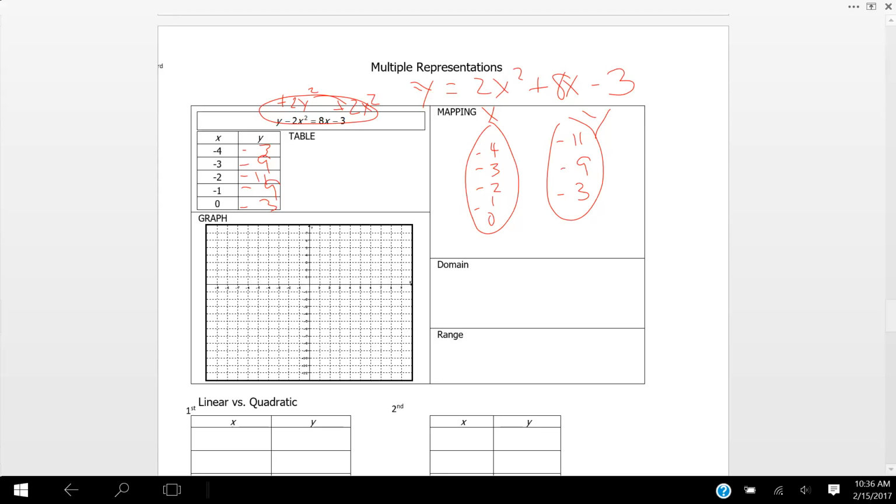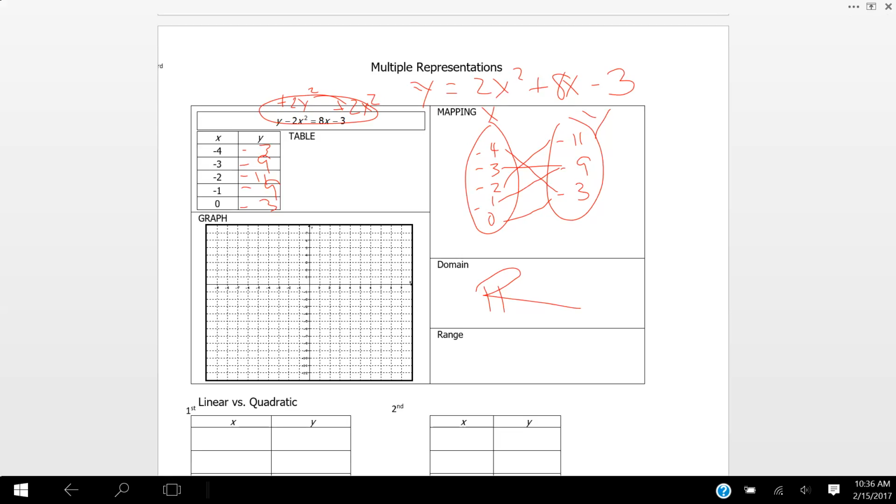Negative 4 goes with negative 3. Negative 3 goes with negative 9. Negative 2 goes with negative 11. Negative 1 goes with negative 9 also. And 0 goes with negative 3 also. My domain is all real numbers. And I don't know what my range is. I suspect, but okay, so let's plot those points.